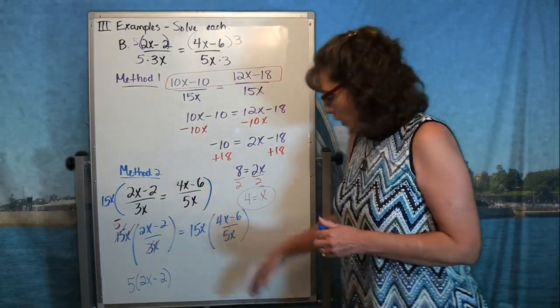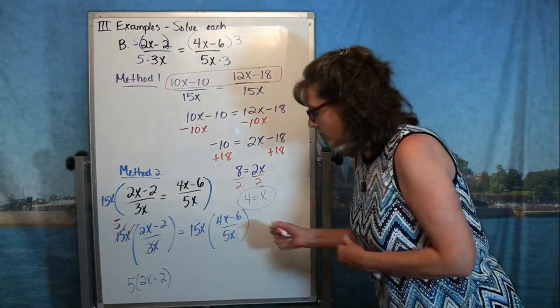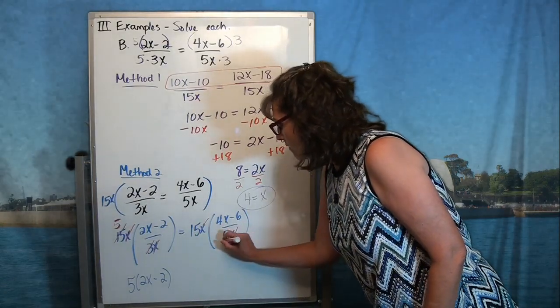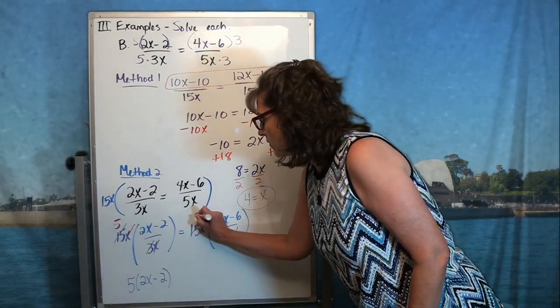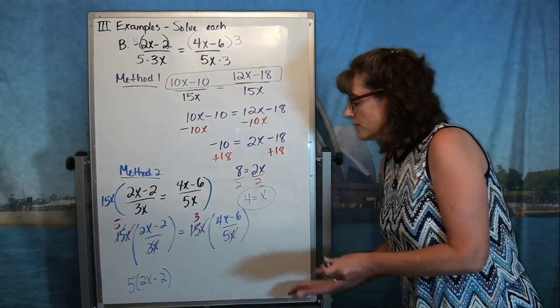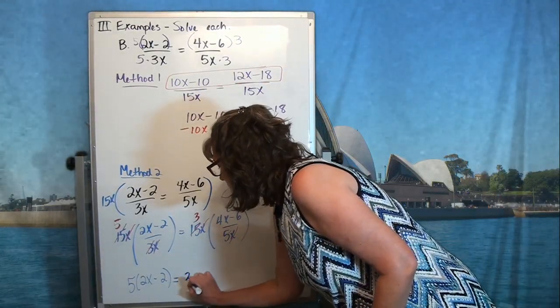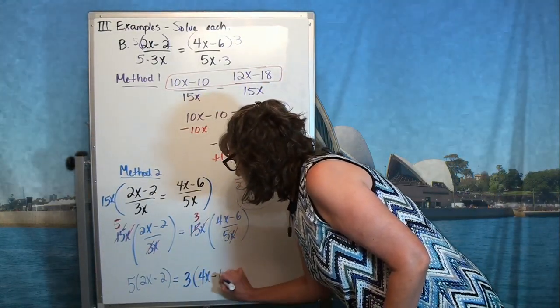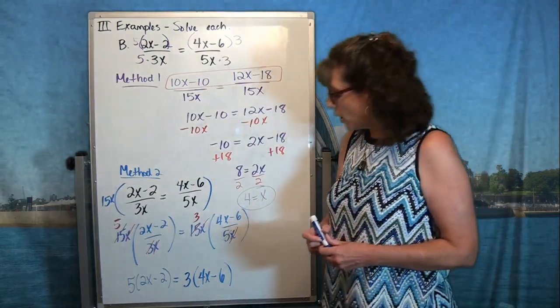But I'm going to carry on and I'm going to cancel in this diagonal as well. X's will cancel. 5 goes into 5 once, 5 goes into 15 3 times. So I'm left with, on the right hand side, 3 times 4x minus 6. And we know what to do with this one.